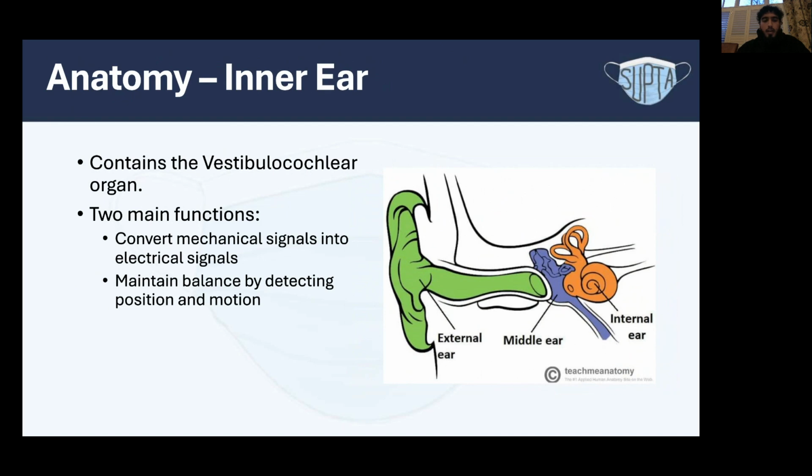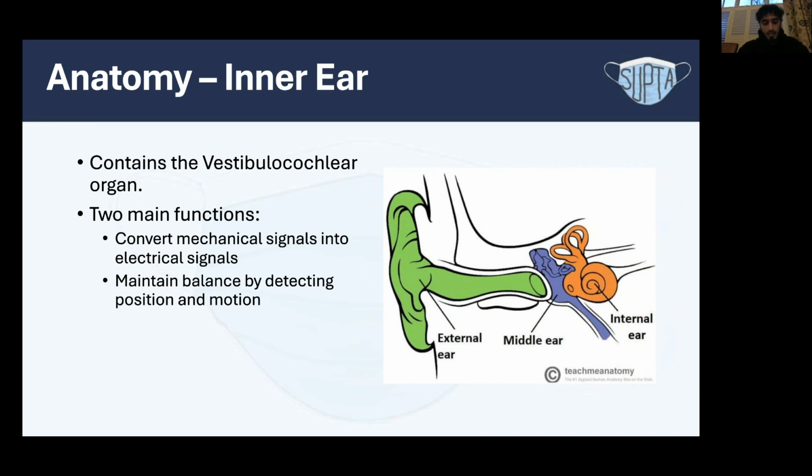Okay, and the other thing that it's quite crucial in is detecting balance, maintaining balance by detecting position and motion. So in terms of the anatomy, it can be quite difficult to understand. We're looking at the orange bit here. It's essentially a closed system of intercommunicating membrane sacs and ducts, which lie within a complex of bony cavities. So the orange bit that we're seeing, those are the bony cavities.